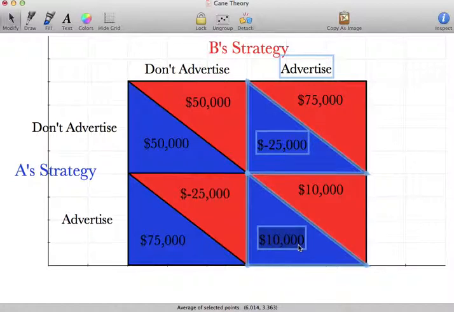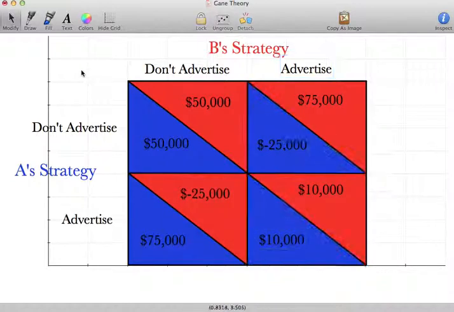So we see here that regardless of what B's strategy is, whether B's strategy is to advertise or not advertise, A's best strategy is to advertise. So therefore, advertise is the dominant strategy for A. They are always better off, regardless of what B does, by advertising.